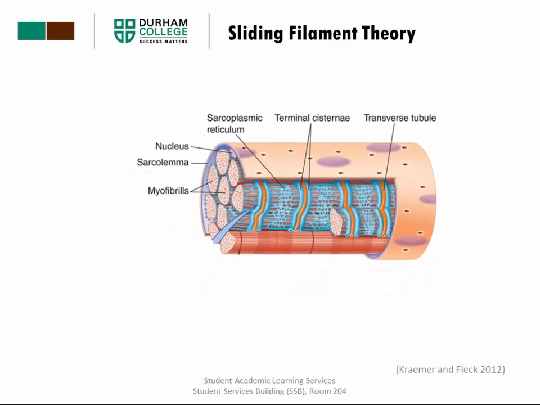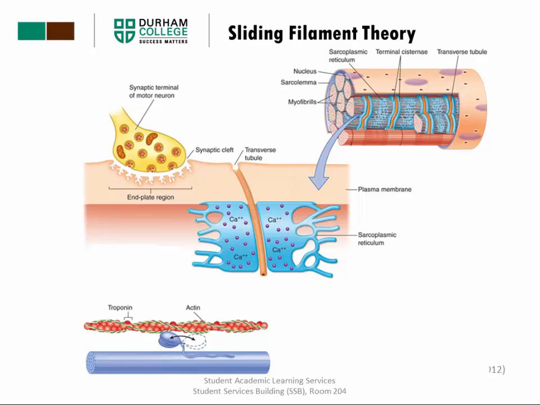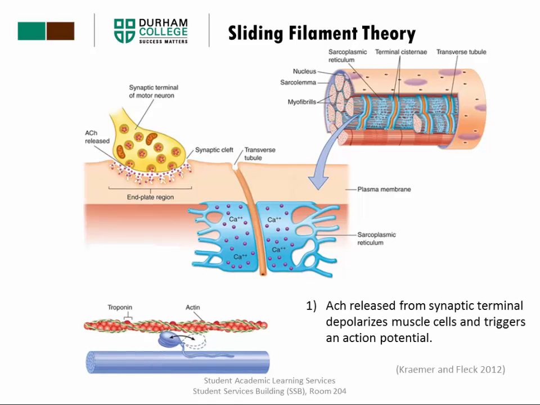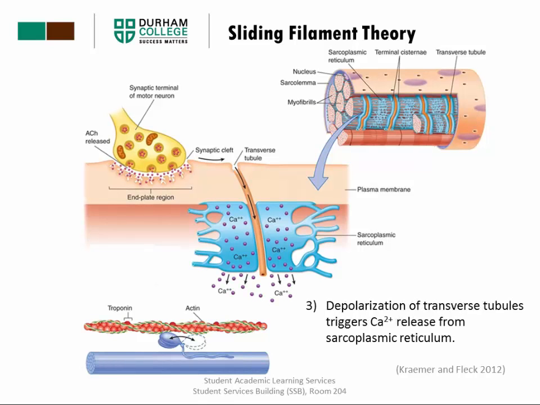We can now zoom in and look at the individual steps of the sliding filament theory. The first step is that the synaptic terminal of the motor neuron releases acetylcholine, which then depolarizes muscle cells and triggers an action potential. The action potential propagates into the transverse tubules. This causes depolarization and triggers calcium release from the sarcoplasmic reticulum.